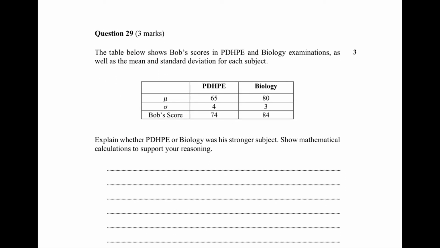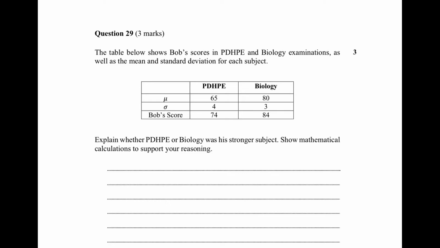Question 29. The table below shows Bob's scores in PDHPE and biology exams, as well as the mean and standard deviation for each subject. Explain whether PDHPE or biology was his strongest subject. Show mathematical calculations to support your reasoning. So in this case, I'm going to compare their Z scores. The better the Z score, the better they perform, because that means the further they are away from the average, okay? And vice versa, the lower the Z score, that means the worse that they would have performed, because they are, once again, further away from the average on the downside.